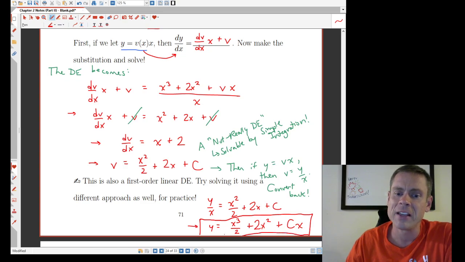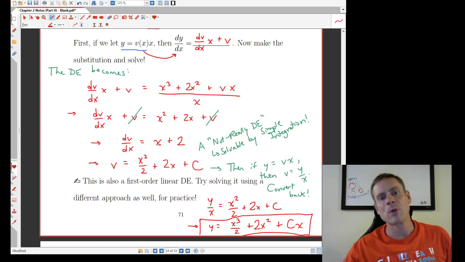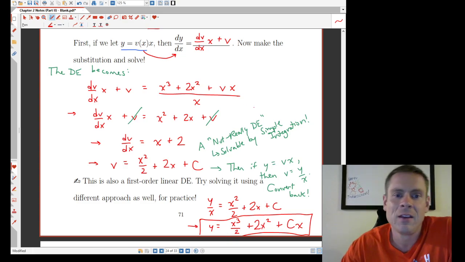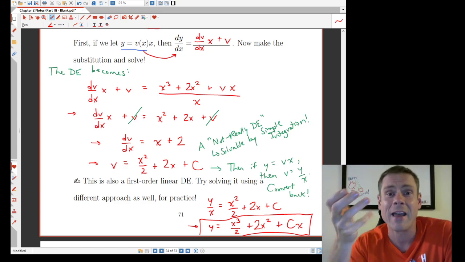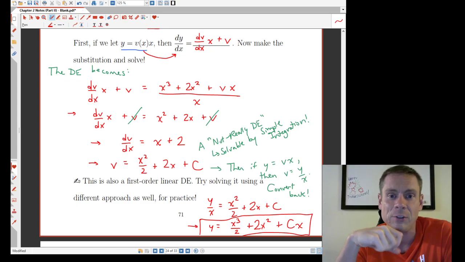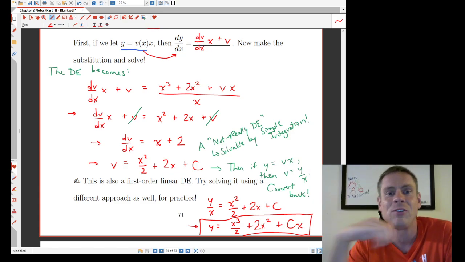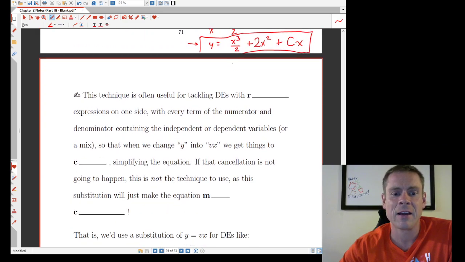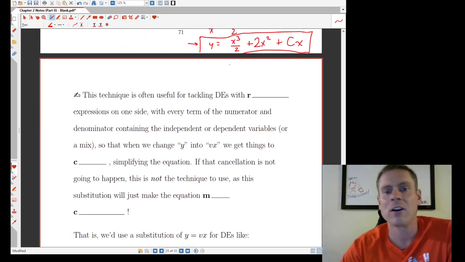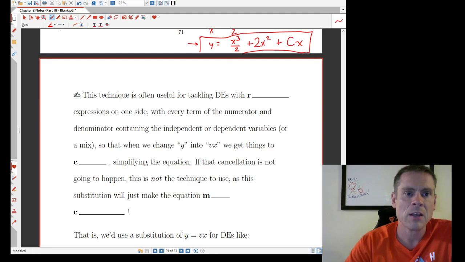It kind of gives you a funky, different way of approaching this sort of problem, right? It was a linear equation, so you could try it and see that you get to the same kind of solution at the end of the day, but this substitution gives you another approach. So I have a couple of last notes here on this kind of substitution.